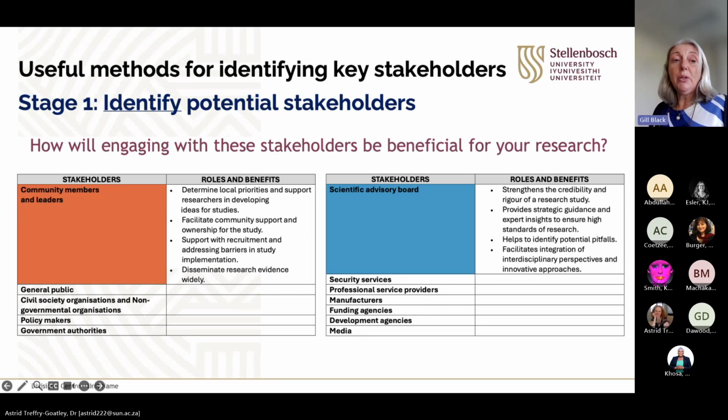So, for example, just looking at this table here, community members and leaders. The benefits of having community members and community leaders as stakeholders in your project is that they can help you to determine local priorities and support you in developing your ideas. They can facilitate community support, which can often be absolutely fundamentally important for the success of a research project. They can support with recruitment, and they can also help to disseminate research evidence widely as it's generated.